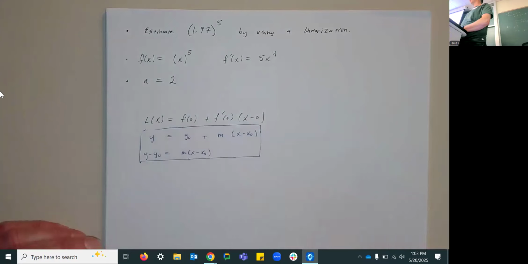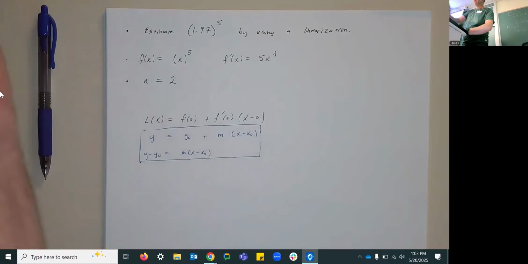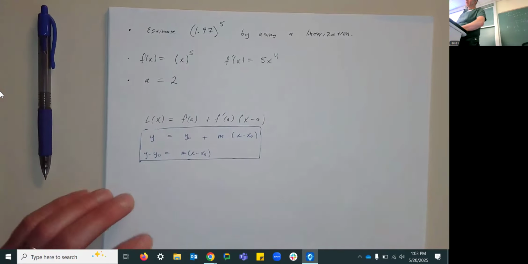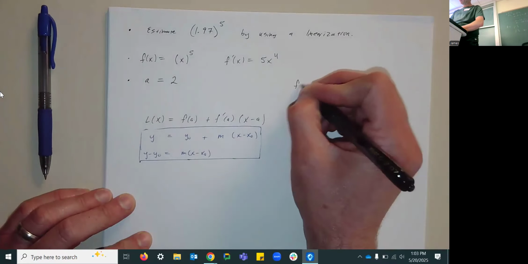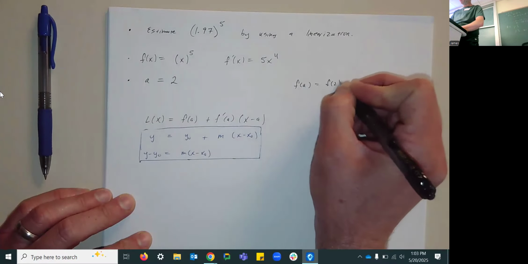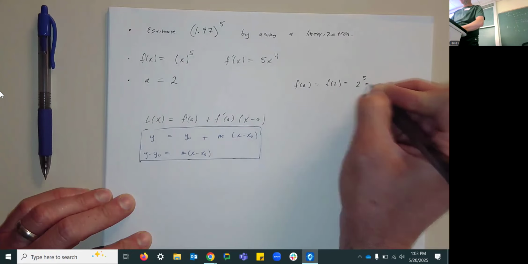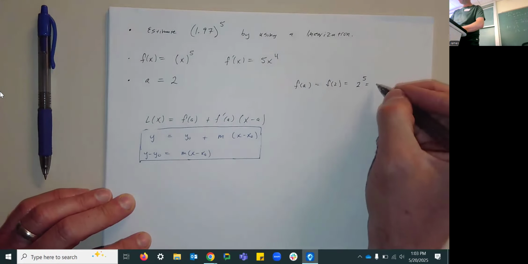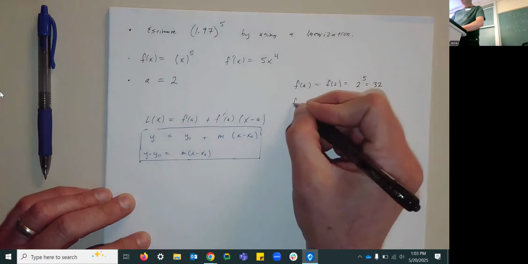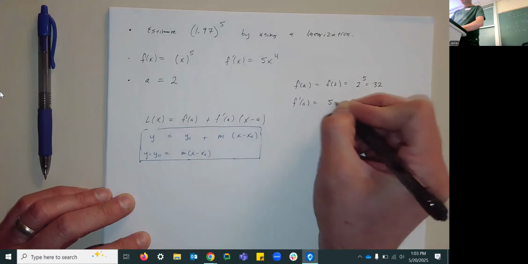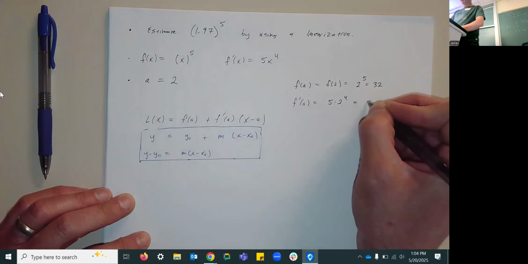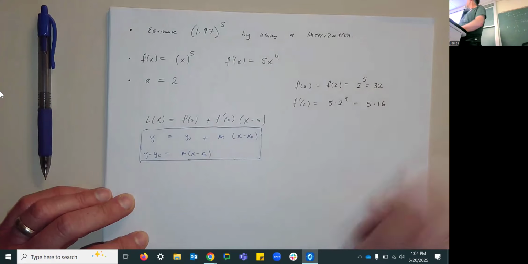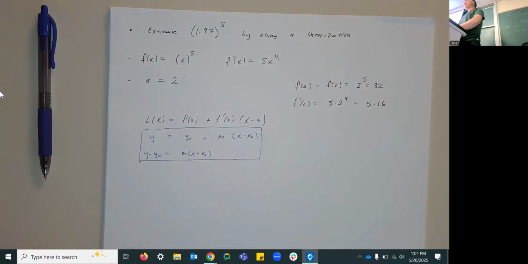But we write it like this because we do. So I guess I should find f of a and f prime of a. So f of a is f of 2, which is 2 to the 5th, which is 2 times 2 is 4, times 2 is 8, times 2 is 16, times 2 is 32. And f prime of a is 5 times 2 to the 4th, which is 5 times 16. And if you don't like doing 5 times something, you can multiply by 10 and divide by 2. So 16 times 10 is 160, divided by 2 is 80.